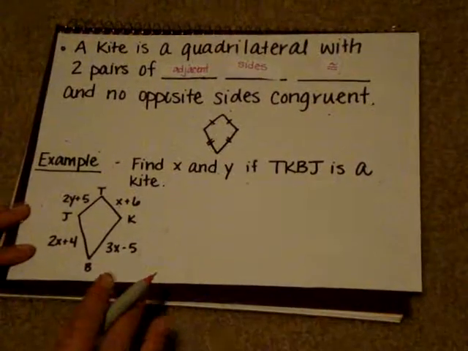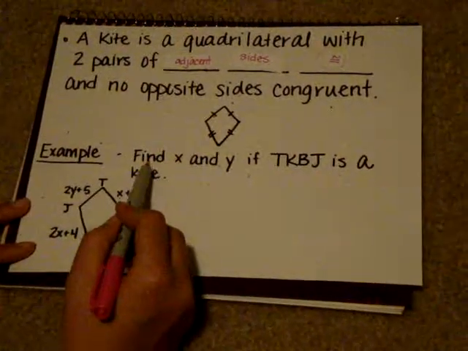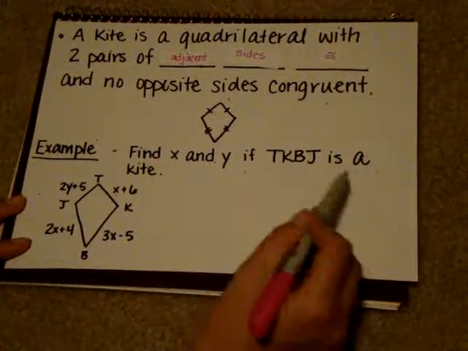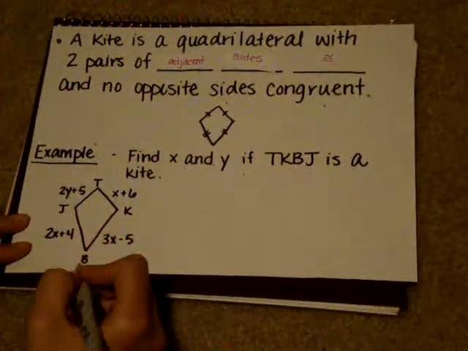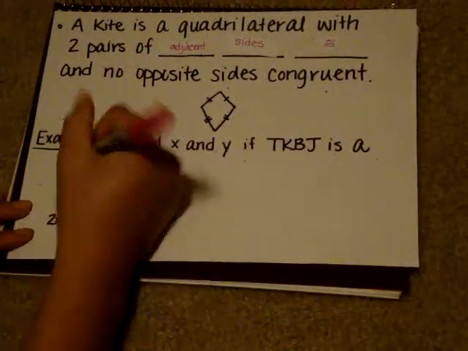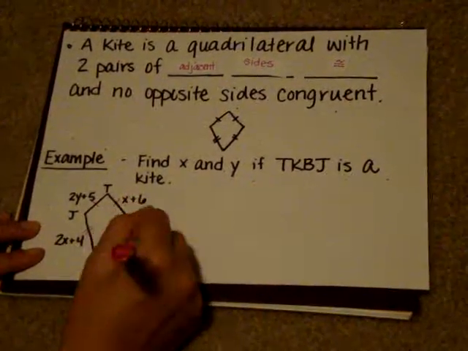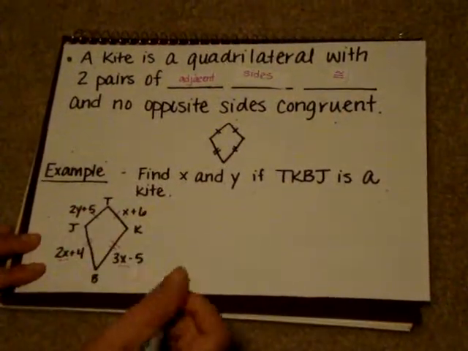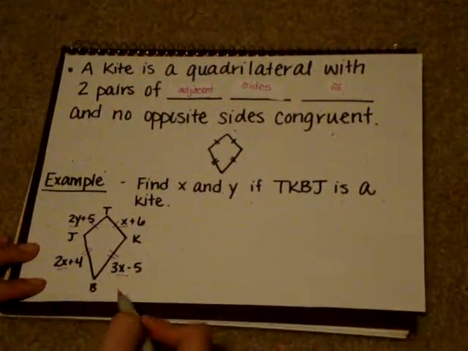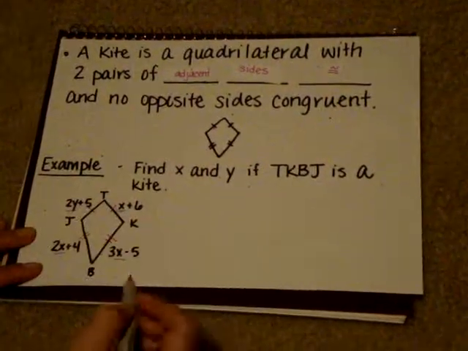Now let's solve an example using this definition. Find x and y if TKBJ is a kite. So, by this definition we know that this side is congruent to this side and this side is congruent to this side. Well, we know here that x is the variable on this side, and y is the variable here and x is the variable here. So it would make sense to solve for x first, so that we can plug it in to find y.